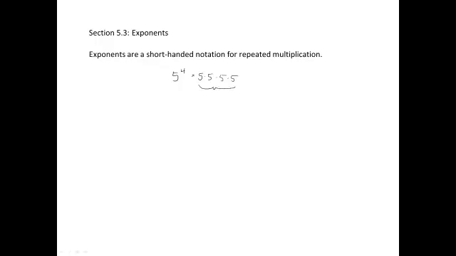Section 5.3, Exponents. Exponents are a shorthanded notation for repeated multiplication. For example, if we look at 5 to the 4th power, this is 5 times 5 times 5 times 5, 5 multiplied by itself 4 times. The 5 is known as the base of the exponent, and the 4 is the exponent.